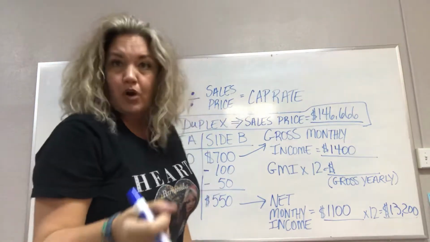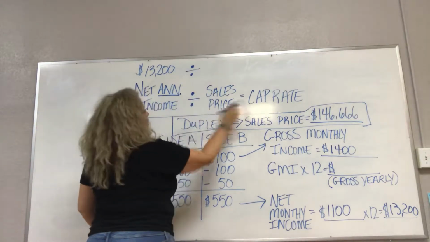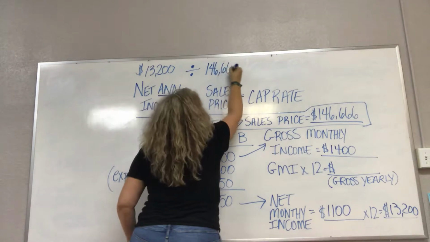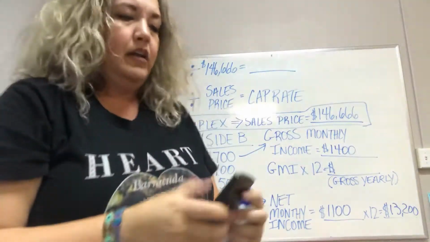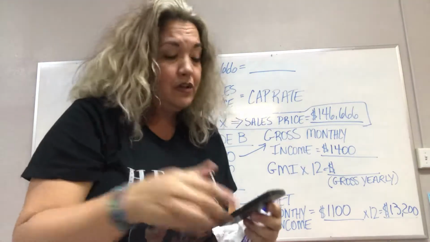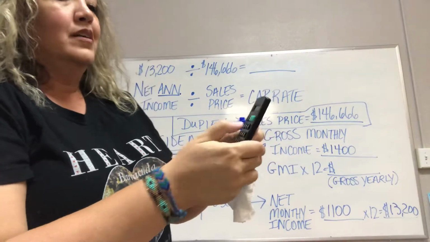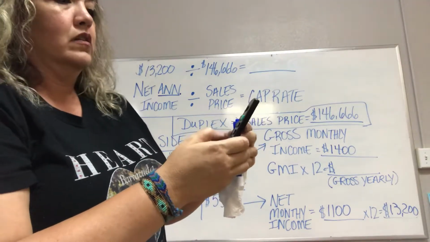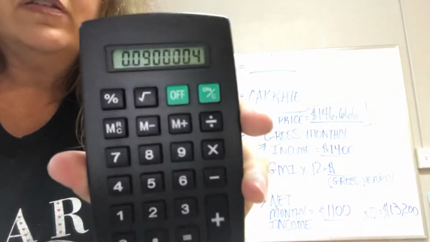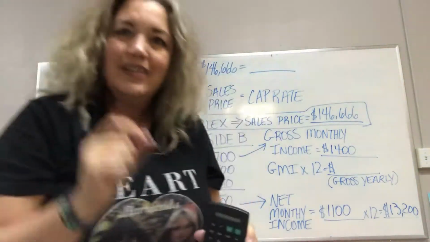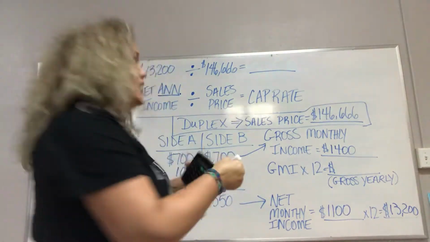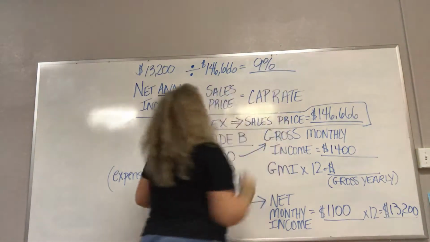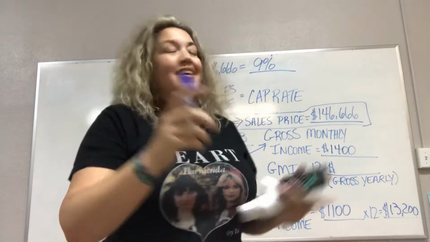Remember, they gave us the sales price in the problem. So we're going to divide that by our sales price of $146,666. And let's find our cap rate. Using our handy dandy, again, dollar store calculator, which is the only one you can use on your test, $13,200 divided by 146,666 equals, if you see that, 0.0900. When you do decimals and percentages, move it over to the right 2, so that that 0.09 becomes 9%. Now, you just solved cap rate. If you had to figure out what the cap rate was on that particular duplex, it was 9%.